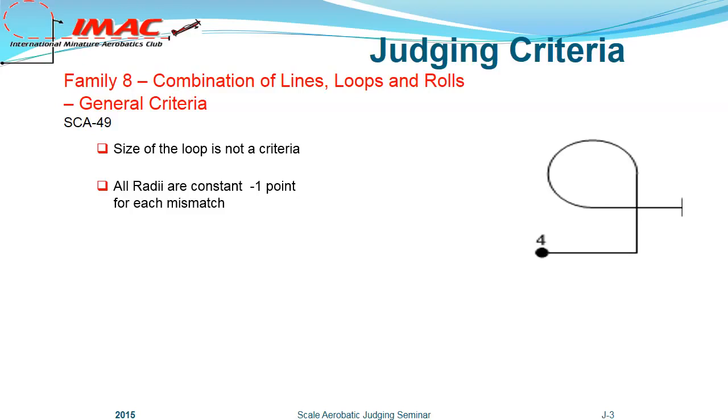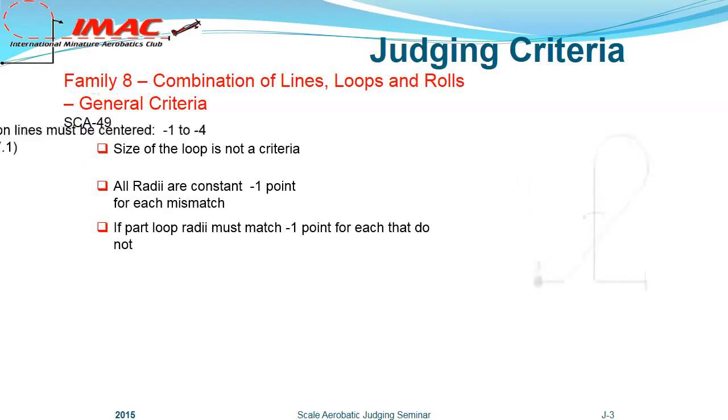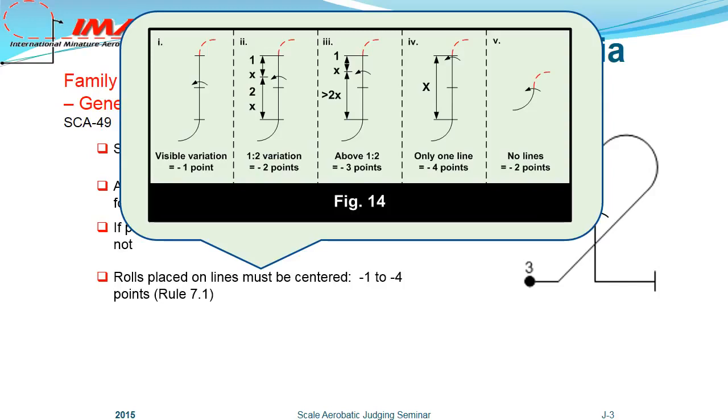Each variation or flat spot observed is downgraded by 1 point. In figures where partial loop radii are required to be equal, 1 point is deducted for each mismatch. The standard is the first partial loop in the figure. Roll elements can be added on interior lines and must be centered. A deduction of 1 to 4 points is required using Figure 14 in Rule 7.1 as a reference.